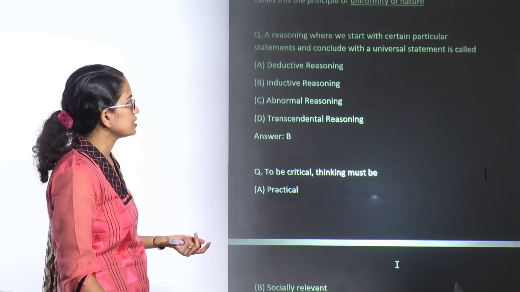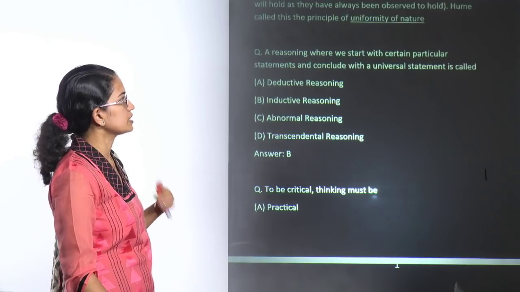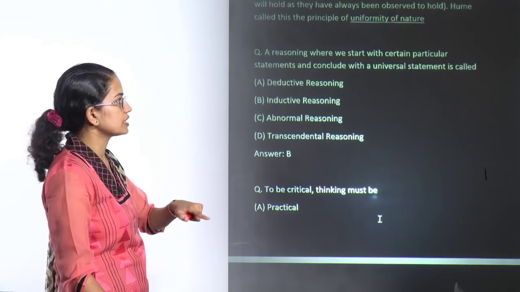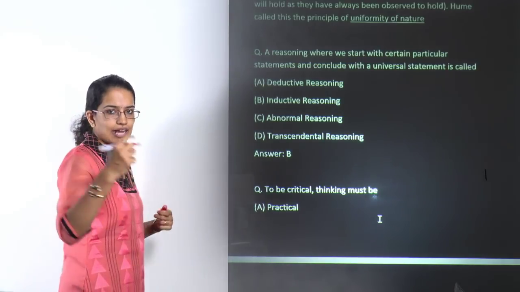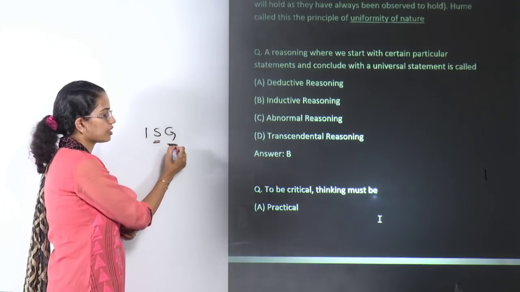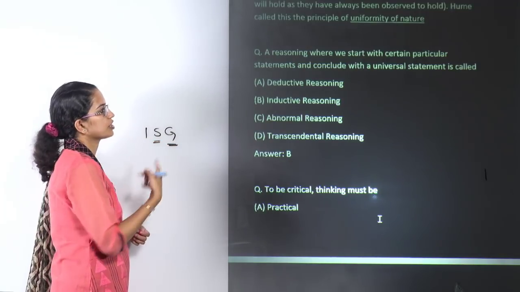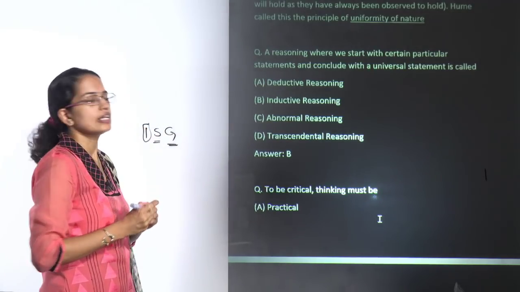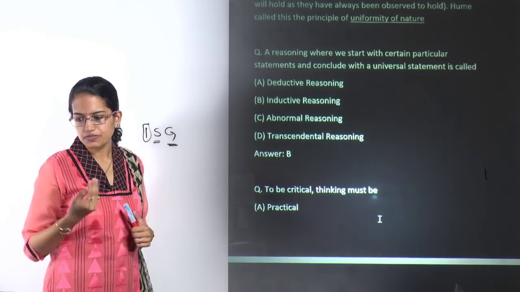The next question is, reasoning where we start with a particular statement and conclude to a universal statement is called. Again, I answered this a second back. So ISG, we start from a particular moving on to a general conclusion or a universal conclusion, and that is what is inductive reasoning. So as simple as that, this is to explain the inductive reasoning.